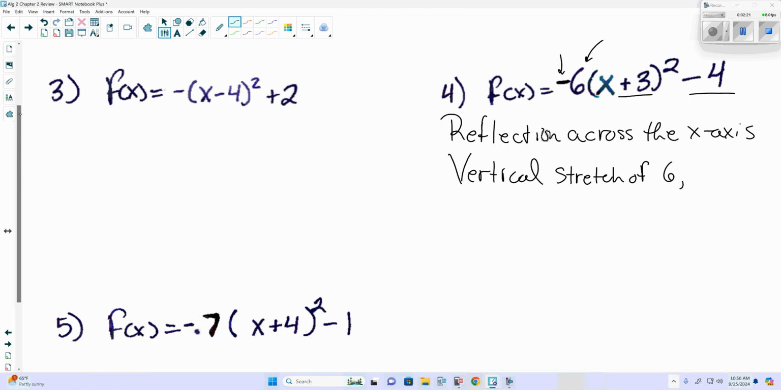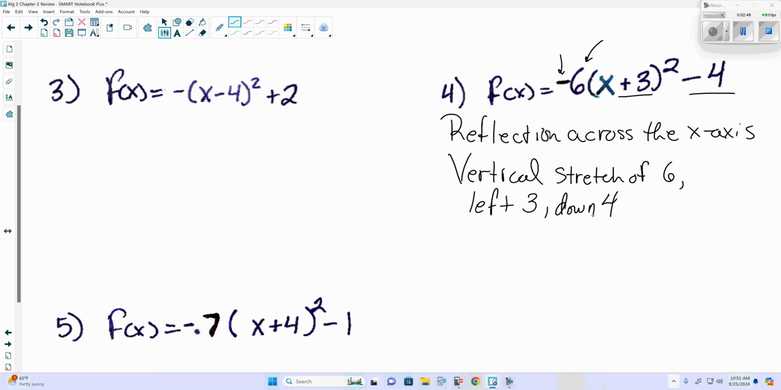Now we have the +3 inside. The 3 inside tells us that we're moving to the left or right. Inside the parentheses is the opposite of what we think. So since it's +3, it would be left 3. And the -4 outside the parentheses, our value of k, moves it up or down. And up and down is exactly what it looks like, so that would be down 4.